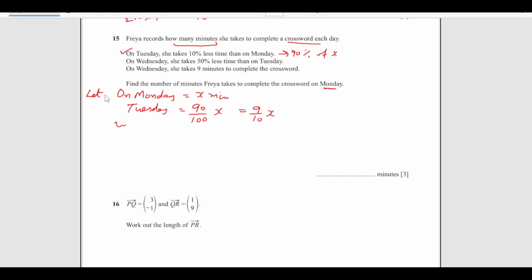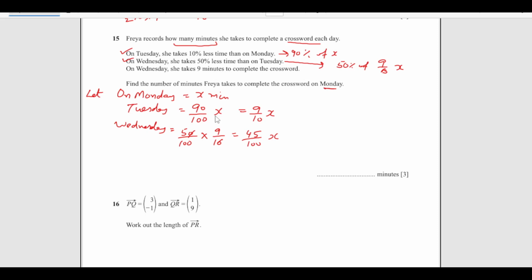Then on Wednesday, it is 50% less than Tuesday. So that will be 100 minus 50 is 50. So 50% off on Tuesday. Tuesday was 9 over 10x, right? So this is 50% off. That means 50 over 100 of this 9 over 10. So this 0 and 0 is gone. So this is 45 over 100x.